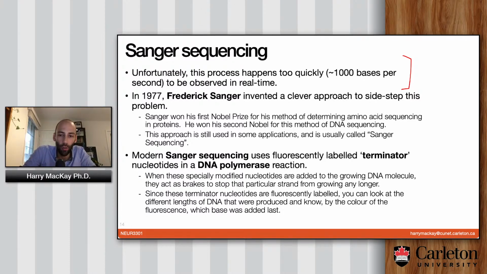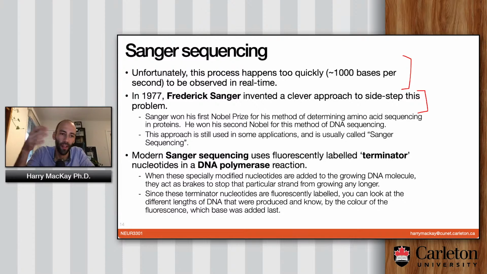But our old pal Frederick Sanger, back in 1977, invented a clever solution to circumvent this problem. Sanger's an interesting character because he's a double Nobel Prize winner, and he won his first Nobel Prize because he figured out a method to determine the amino acid sequence of proteins. I think he sequenced vasopressin or something, maybe insulin.